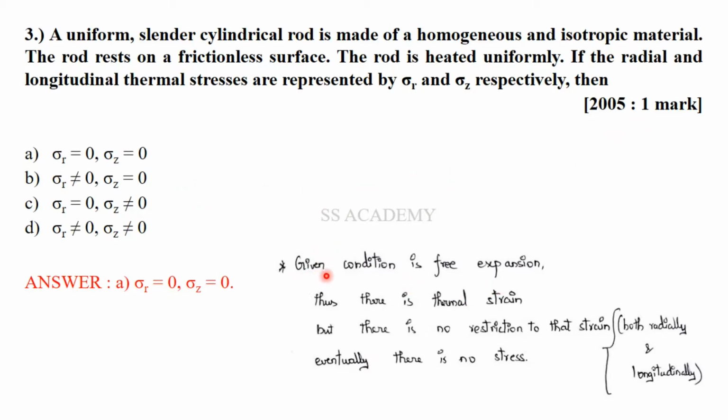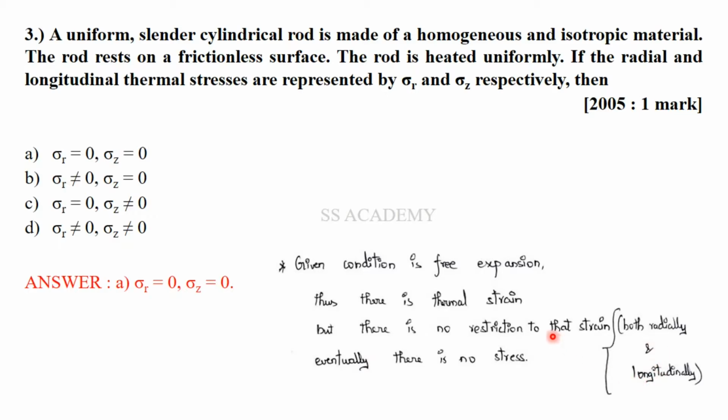You can see that the given condition is free expansion. It is a uniform slender cylindrical rod which rests freely on a frictionless surface. In such a case, there is no restriction to expansion. Then it comes under free expansion. So there is thermal strain, but there is no restriction to that particular thermal strain, both radially and longitudinally.